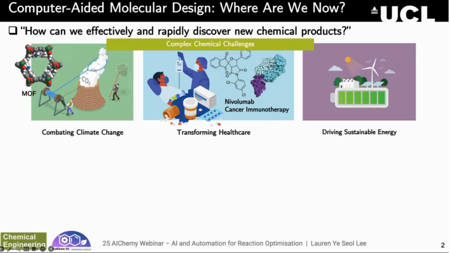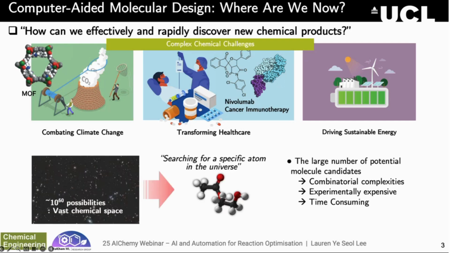So to set this in, I want to start with a simple but broad question. How can we effectively and rapidly discover new chemical products? This question underpins almost everything we do in molecular design, such as developing solvents for CO2 capture, discovering new drugs, developing better energy materials. But of course, the chemical design space we deal with is often very huge. So searching for the right molecule is a bit like searching for a specific atom in the universe. So experimentally evaluating these large design spaces is combinatorially complex, expensive, and extremely slow.